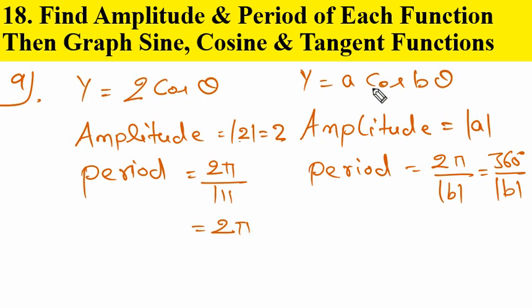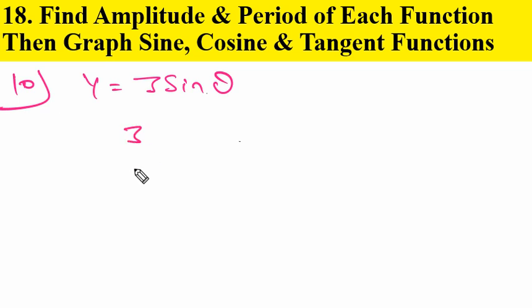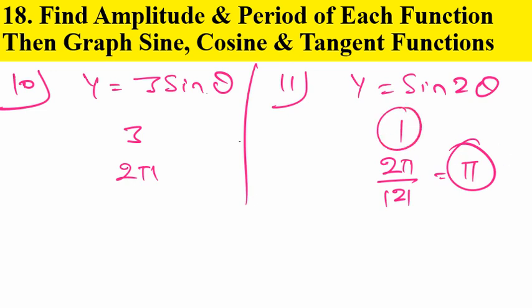Similarly, if it is sine, then also the same thing, right? If it is sine here, then also same amplitude and same period. No change at all. Okay, next question we have y is equal 3 sine theta. What about the amplitude? Amplitude is 3, and what about period? Period is 2 pi. Question number 11, y is equal sine 2 theta. Amplitude will be 1 and period is 2 pi over mod 2, and that will give you pi. So the period is pi and the amplitude is 1.